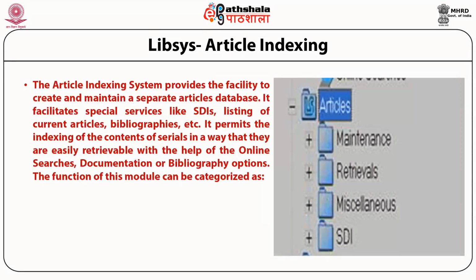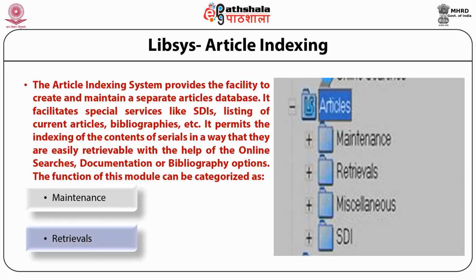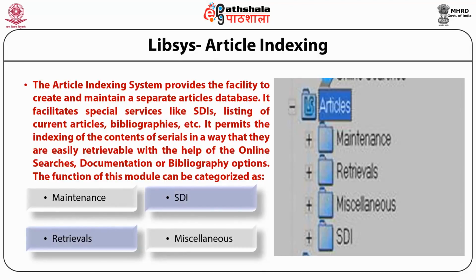The article indexing module of the LIBSYS provides the facility to create and maintain a separate articles database. It facilitates special services like SDI, which is selective dissemination of information, listing of current articles, bibliographies, etc. It permits the indexing of the contents of serials in a way that they are easily retrievable with the help of online searches, documentation, or bibliographic options. The function of this module includes maintenance, retrievals, SDI, and miscellaneous options.